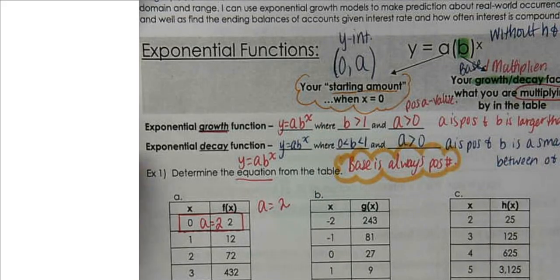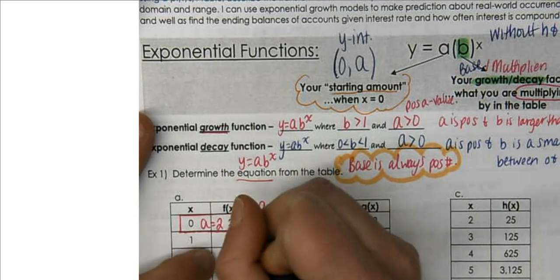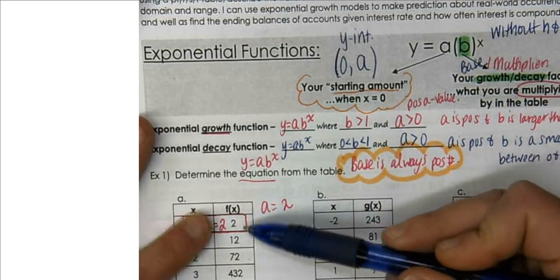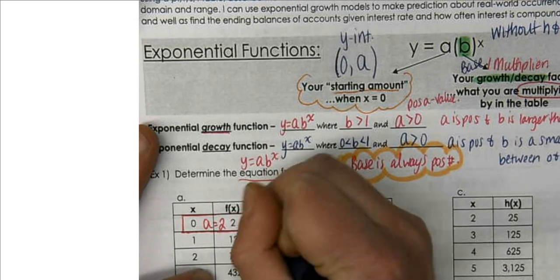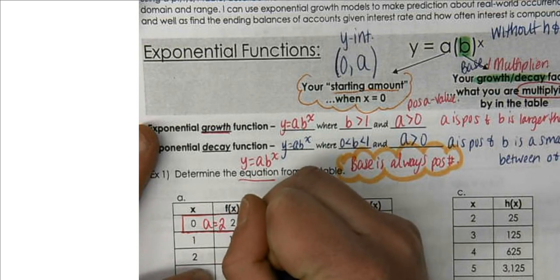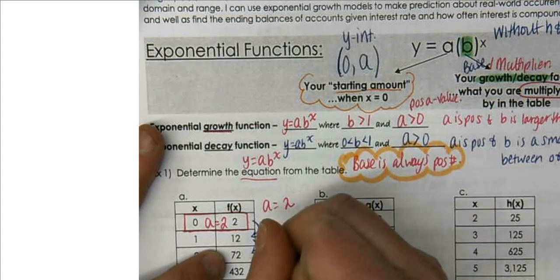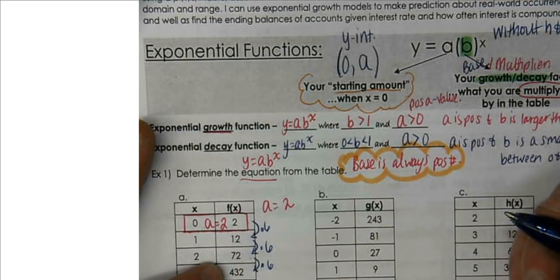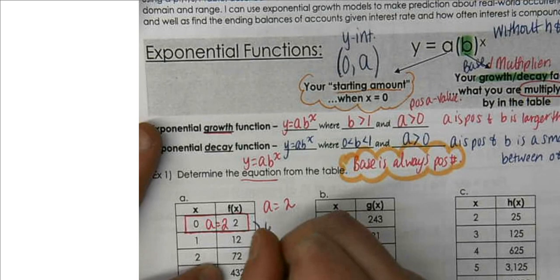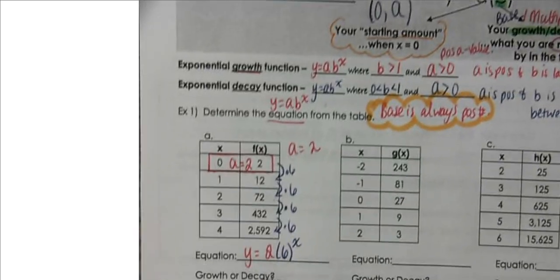So what I want you to notice right here is that if we're going from 2 to 12 to 72 to 432, what are we doing each time? What we're multiplying by each time is the number 6. So 2 times 6 is 12, 12 times 6 is 72, and I'm pretty sure that if we were to take out a calculator and multiply 72 by 6, we're going to end up with 432. So every single time we are multiplying by 6. Therefore, I'm going to be multiplying 2 times 6, raised to the x power.